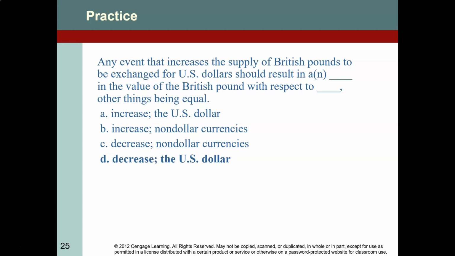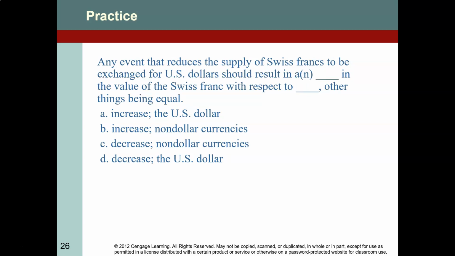Okay, because it's the supply of British pounds here that increased. More people are selling British pounds. There's a higher supply in the market. So in this case, the value of British pounds should decrease, okay, with respect to US dollars.